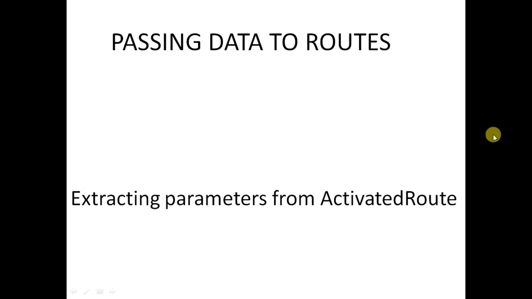Now, extracting parameters from activated route. When the user navigates to the product detail route, you need to pass the product ID to this route to display details for the particular product. Let's modify the code of the application in the section so the root component can pass the product ID to the product detail component. The new version of this component will be called product detail component param, and Angular will inject an object of type ActivatedRoute into it.